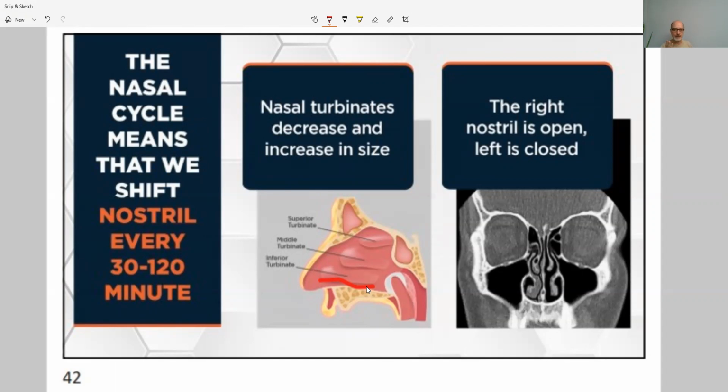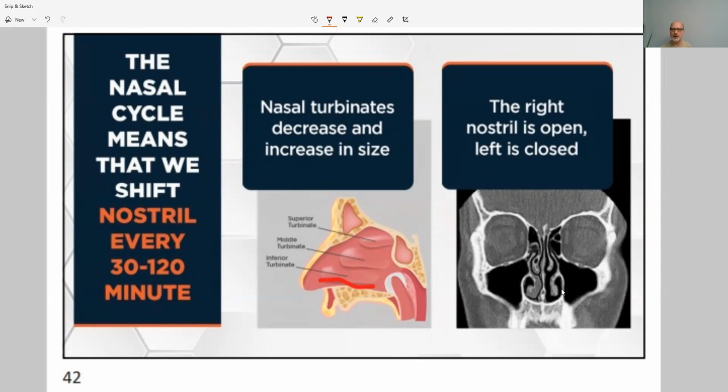If you check your sinuses and close off one side of your nose, you'll find that there's a cycle: one side of your sinuses is clear and the other side isn't. And it shifts about every 30 to 120 minutes, 2 hours, and that is dictated by the swelling or the lack of swelling in these turbinates.